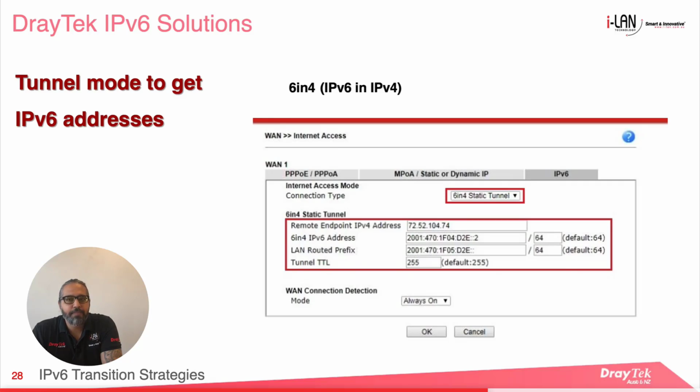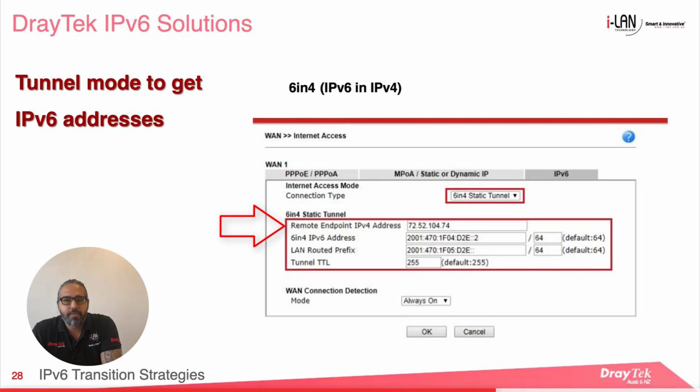configured manually. To use 6-in-4 static tunnel, you need to sign up for a tunnel broker service and get an IPv6 address and routed IPv6 prefixes first. Then configure the router as follows. Set connection type to 6-in-4 static tunnel.